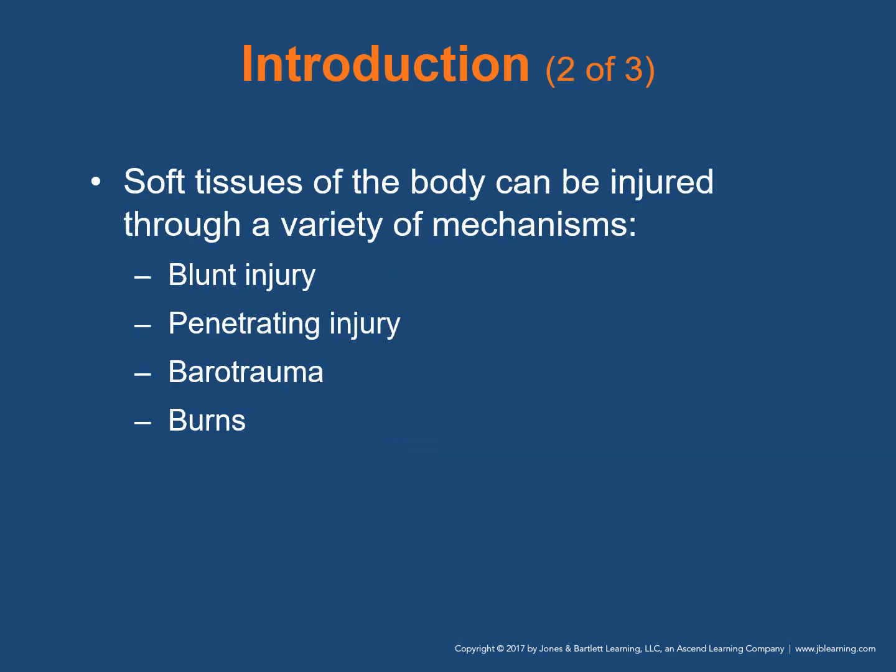The soft tissues of the body can be injured through a variety of mechanisms. A blunt injury occurs when the energy exchange between the patient and an object is more than the tissues can tolerate. You can have a penetrating injury, which occurs when an object breaks through the skin and enters the body. Barotrauma, which is commonly seen in blast injury victims, refers to injuries that result from sudden or extreme changes in air pressure. Burns may also result in soft tissue injuries.